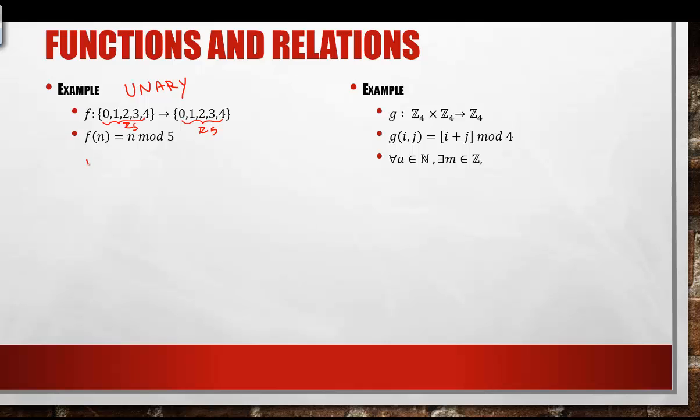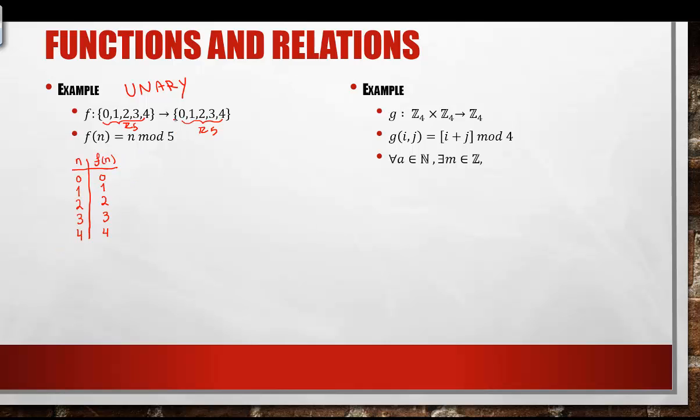So one way to represent this is the algebraic equation that I have up there. Another way is to represent it as a table. So this is my value n, which comes from the domain 0, 1, 2, 3, 4, and then f of n, which is the result of my function. So 0 mod 5 is 0, 1 mod 5 is 1, 2 mod 5 is 2, 3 mod 5 is 3, 4 mod 5 is 4. Right? So this will be one way to represent this function.